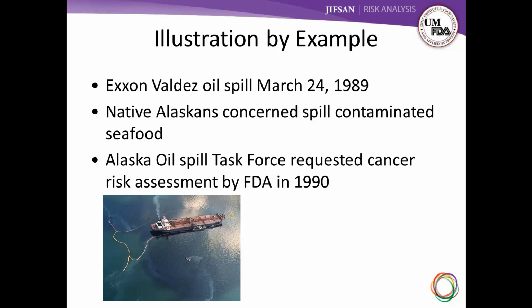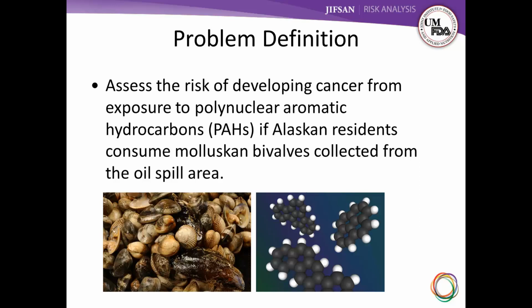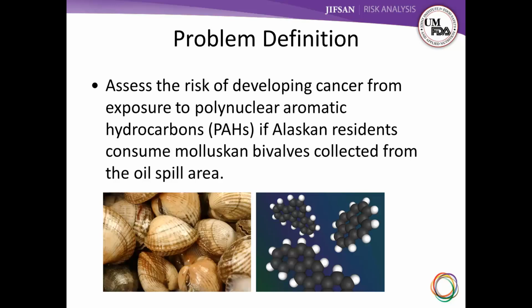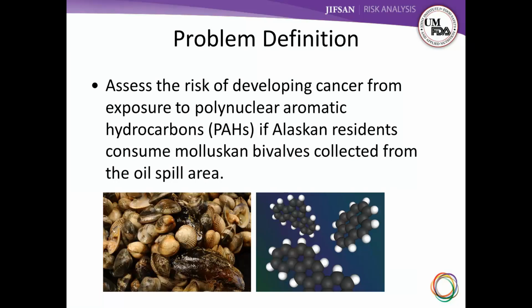So they put together a task force, and I'm going to show you one small piece of a larger risk assessment they did. So you will see at times there will be numbers that seem trivial. That's just to keep the example simple. So they identified the problem, and the problem was that there was a risk of developing cancer due to exposure to polynuclear aromatic hydrocarbons, PAHs.